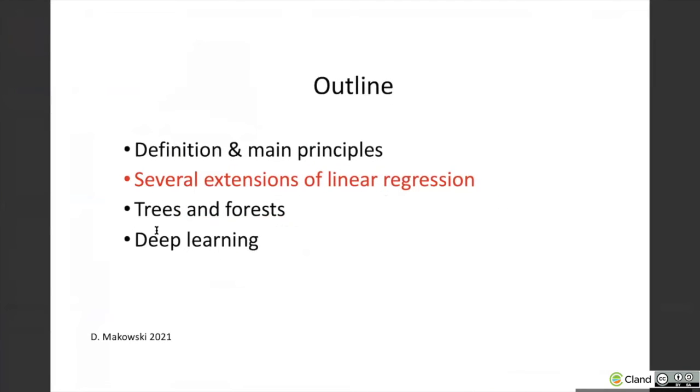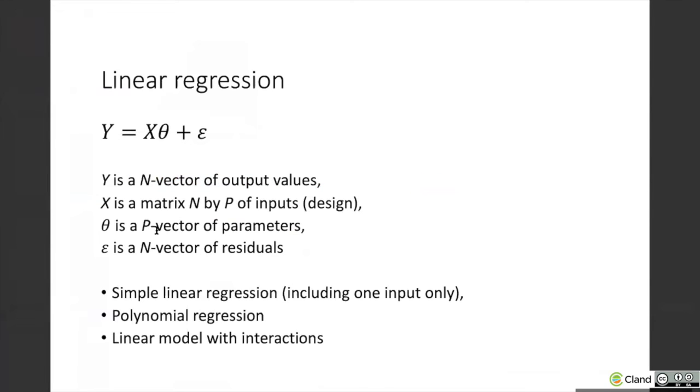So the first part of the lecture was about definitions and main principles. The second part is about the first family of methods, based on linear regression. I will show several extensions of linear regression and present a few applications. Here you see a general description of a linear regression model. y is a vector including output values. X is a matrix including rows and columns. The columns correspond to the inputs. Here you have p inputs corresponding to p characteristics like temperature, precipitation, soil depths, and so on.